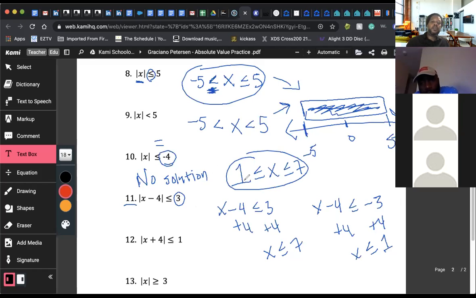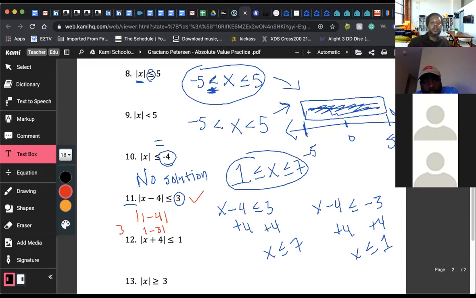So your smaller number needs to always appear on your left in these cases, and your larger number needs to always appear on the right. 1 is less than or equal to x, which is less than or equal to 7. To see if that works, I'm going to change my color and plug it in. I'm going to plug in 1 as my value here. So when I put in 1, 1 minus 4 is going to give me negative 3. The absolute value of negative 3 is 3. Is 3 less than or equal to 3? It is, so it works.